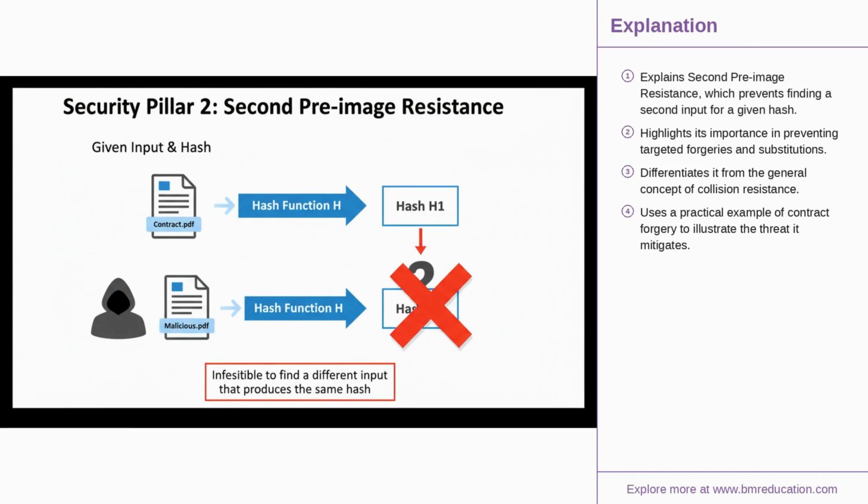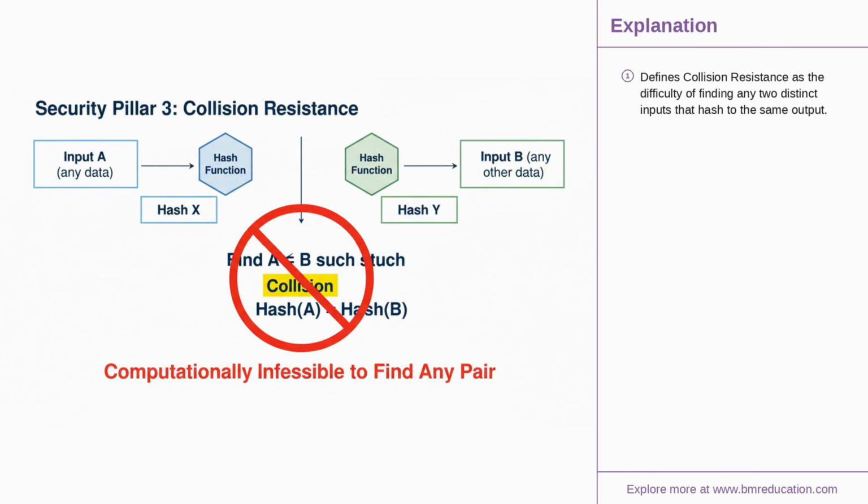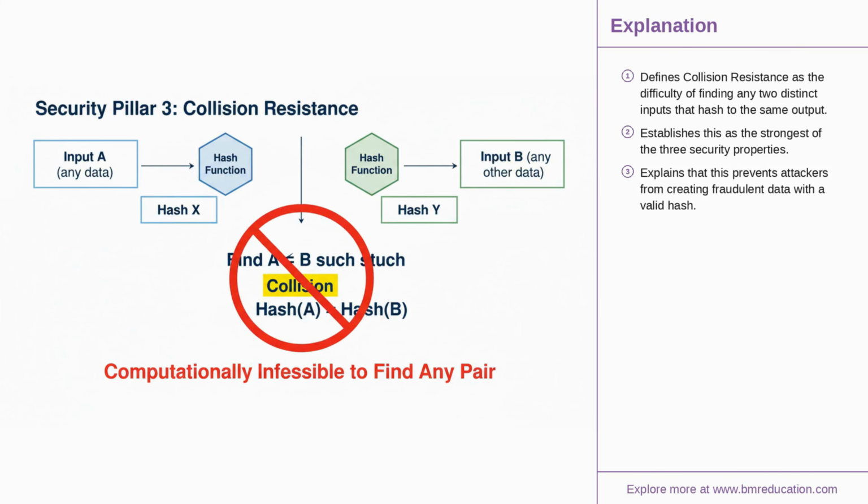It's called second-preimage resistance. This property states that if I give you a specific input and its corresponding hash, it should be infeasible for you to find a different input that produces the very same hash. This prevents forgeries where an attacker tries to substitute a malicious file for a legitimate one while keeping the digital fingerprint the same.